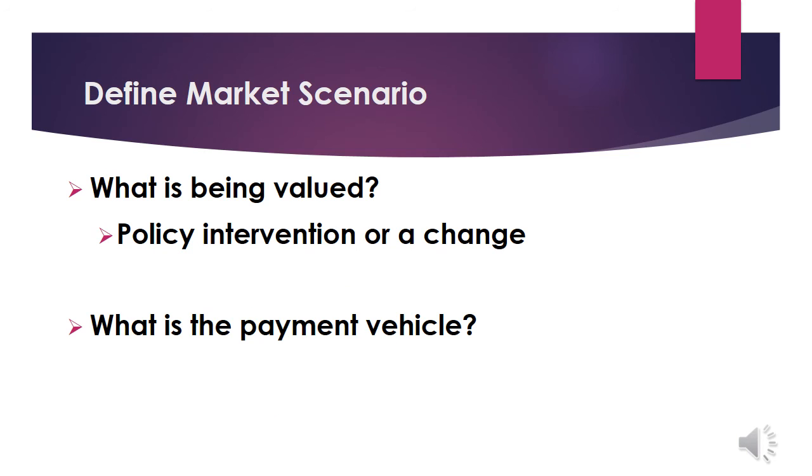Oftentimes, the hardest part of the CVM study is defining the market scenario, essentially asking the person what is being valued. Is it a day at the ballpark, a view of the ballpark? Is it traffic congestion from the stadium, trash, etc.? Therefore, a policy intervention or change may be necessary. These do have plausible and comprehensible outcomes. And again, what is the payment vehicle? Is it a tax, an entrance fee, a levy on parking? And note that people will have various and divergent responses to these actions.